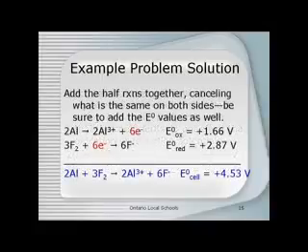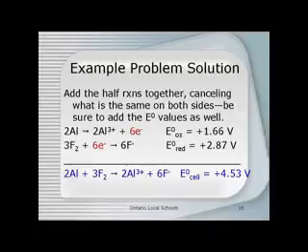Once we've balanced the half reactions, and you can see them balanced here, we're going to cancel what's the same on both sides. In this case, the only thing that's the same on both sides are the number of electrons, and then we're going to add those reactions together as well as the standard oxidation potential and the standard reduction potential. So when we add these together, we get for the reaction 2Al plus 3F2 yields 2Al3+ plus 6F-.